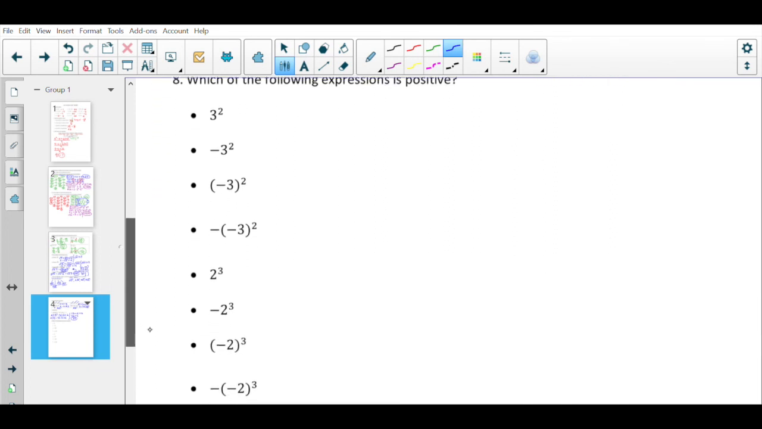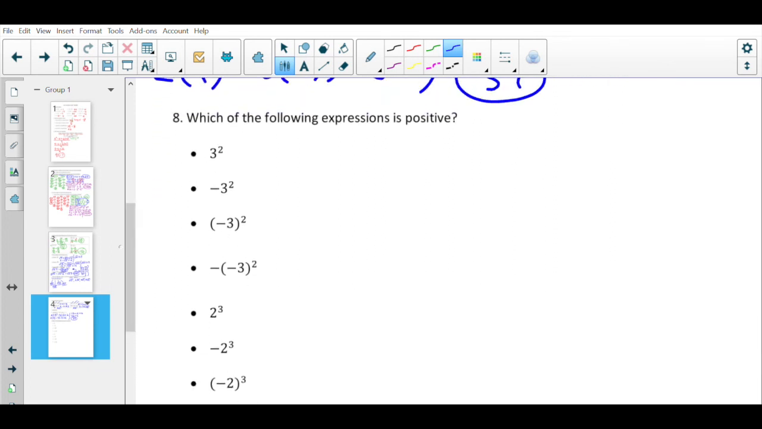Alright, I know we all love this one. Which of the following expressions is positive? So this is your number sense test on applying exponents and minding your brackets and negatives.